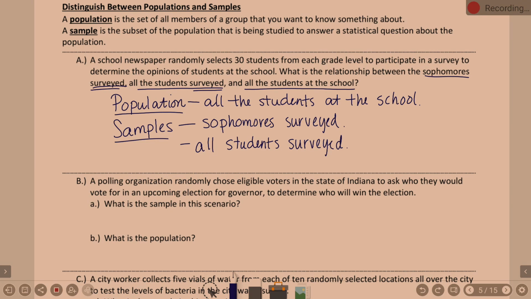Okay. Start reading B. B is a polling organization randomly chose eligible voters in the state of Indiana to ask who they would vote for in an upcoming election for governor to determine who will win the election. A, what is the sample in this scenario? And B, what is the population? Kind of up to you guys what order we talk about this.